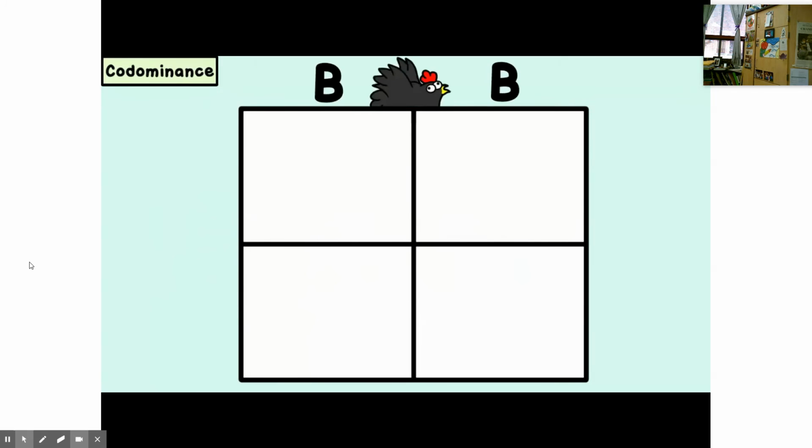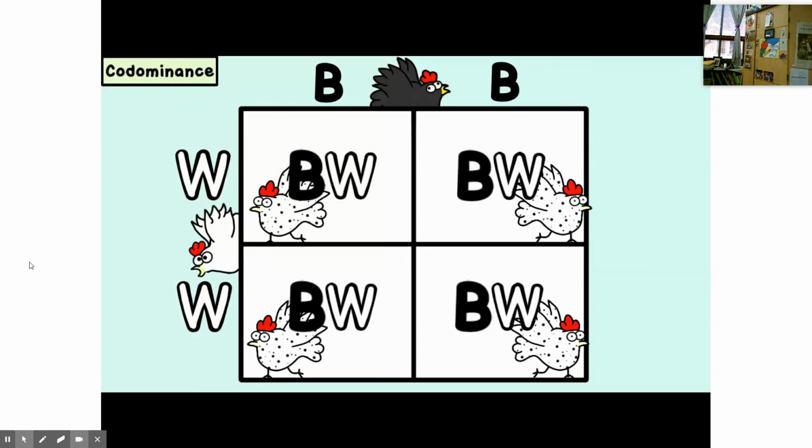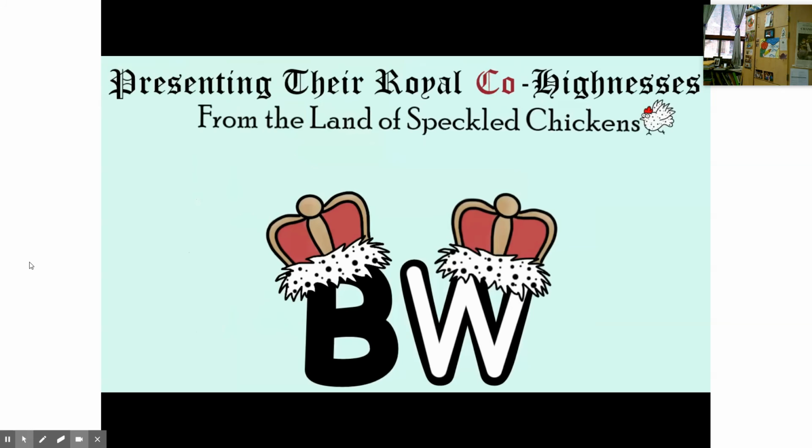If you cross a black chicken, represented here by BB, and a white chicken, represented here by WW, all the offspring here are BW. BW chickens are both black and white. They're speckled. See, both traits show up. This is the essence of codominance.